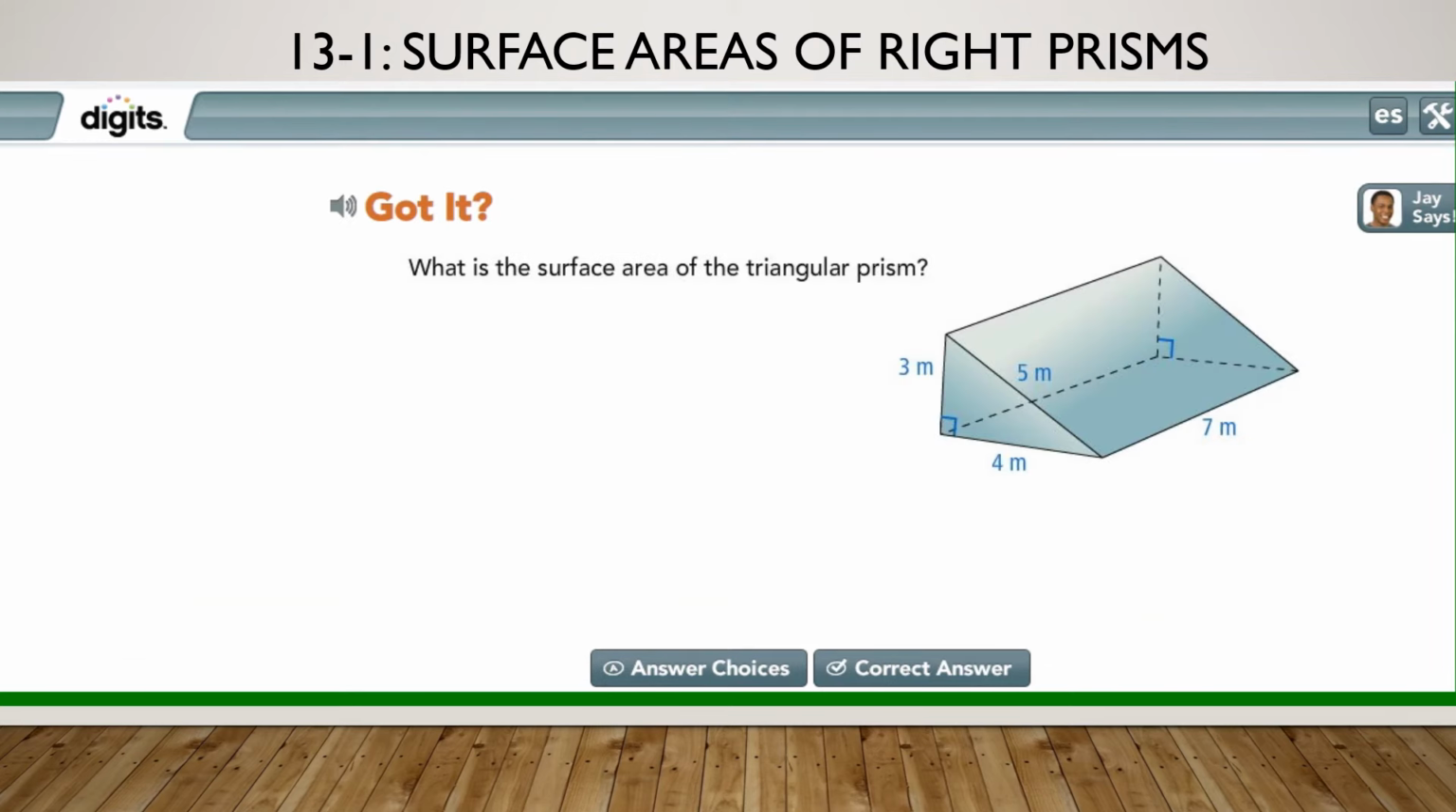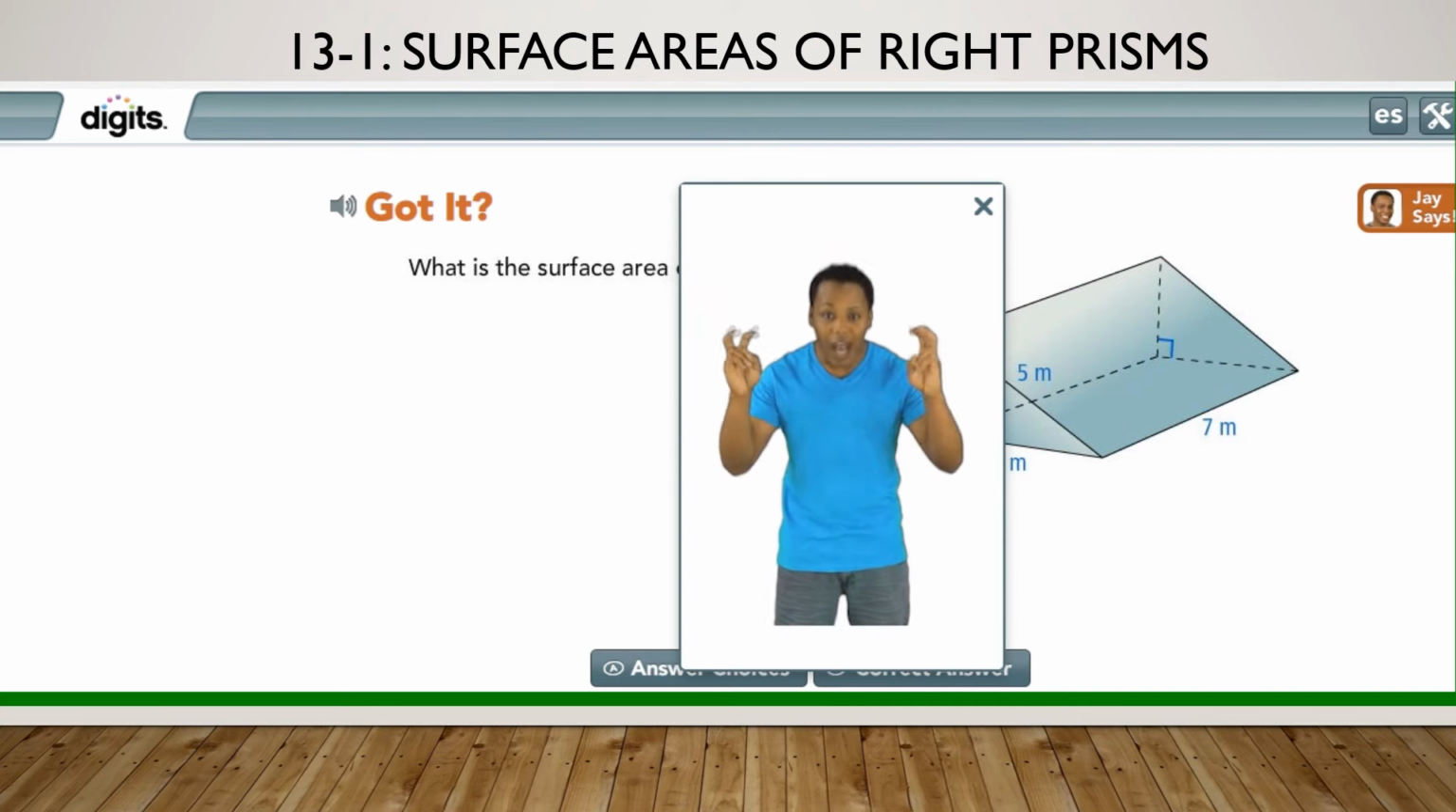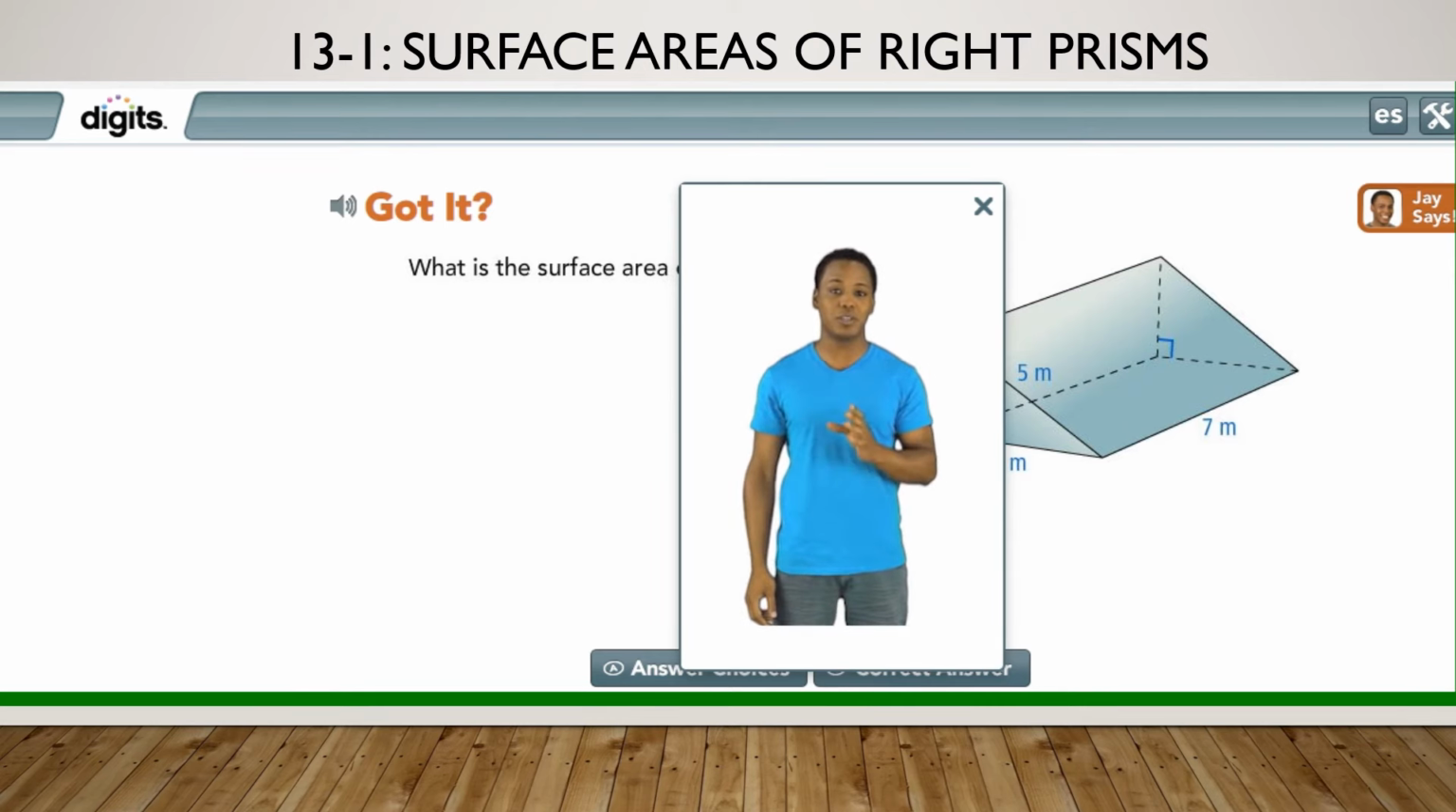Part 2. What is the surface area of the triangular prism? In math, base doesn't always mean the bottom. A prism has two bases. The bottom of this triangular prism is a rectangle, but its bases are the triangular faces.